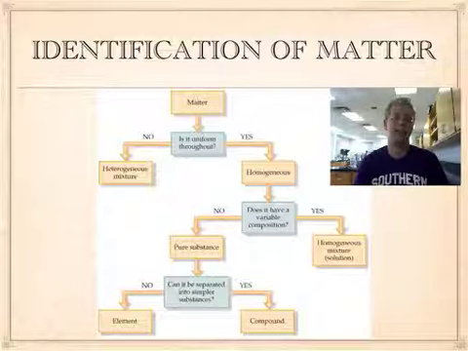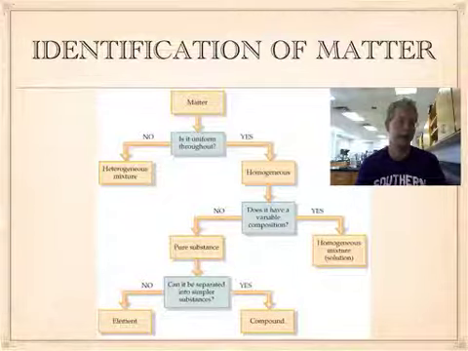If it has to have a set composition, like water of H2O, that's referred to as a pure substance. And pure substances then can be split a little bit further. If you can break it down by chemical means, that is a chemical compound. If you cannot, then that is an element. And the only thing you're going to get if you go any further is protons, neutrons, electrons.